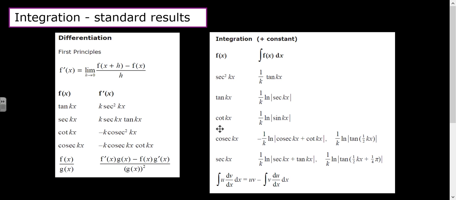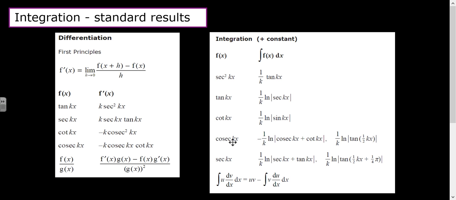And then confusingly, thanks very much, Excel, we also have this in the formula book. Now this follows a different format. In this one, we've got f of x on the left, and then on the right, we've got what happens when we integrate f of x. Okay, so if we integrate sec squared x, we get tan x. It's exactly the same result as this first line on the left, but obviously we're going from the left column to the right column for integration, whereas in this one, we're going from the right column to the left. Now, yes, it does seem confusing, but if you understand your notation, it's not confusing.